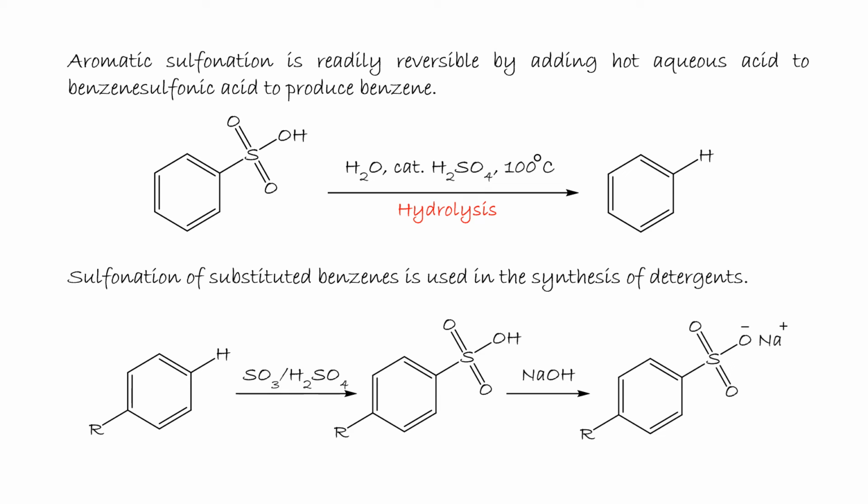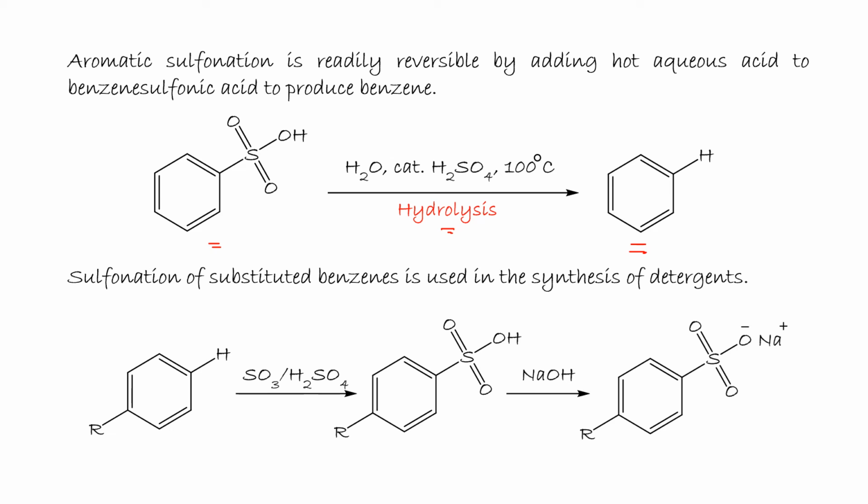Aromatic sulfonation is really a reversible reaction. So if we take the benzene sulfonic acid with water and catalytic amount of sulfuric acid and heat it up, we take the reaction back to benzene, and we call this hydrolysis reaction.